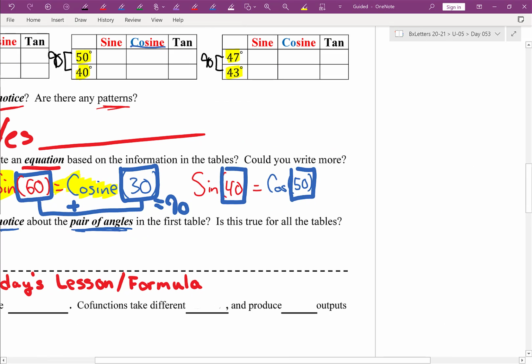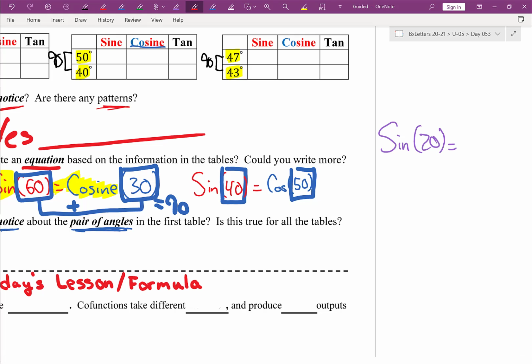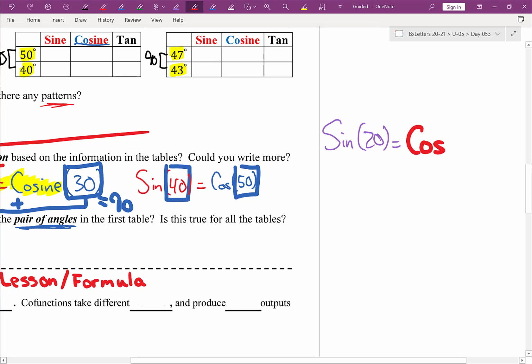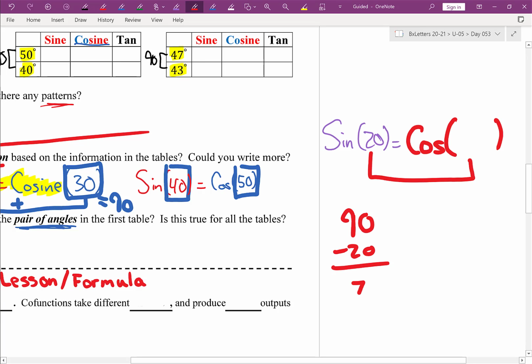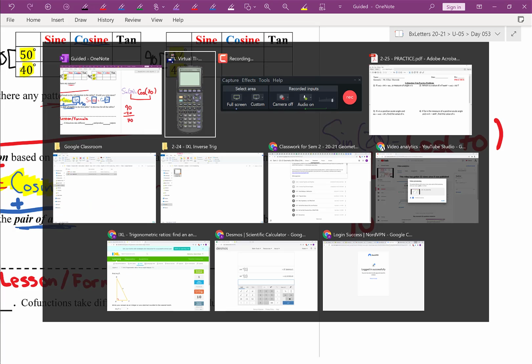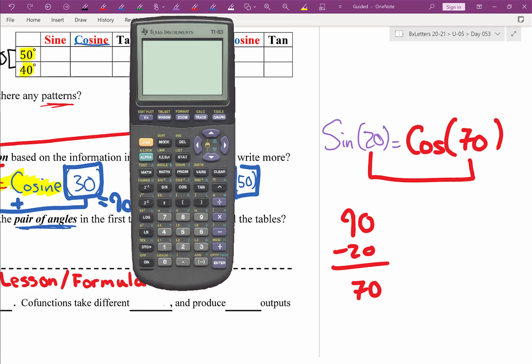So here's another example you could do. If I said the sine of 20, I know that has to be equal to the complementary function, cosine, of the complement of 20. So the complement of 20, 90 take away 20, is 70. That's how I know those values are going to be the same. And I'll even show you real quick. The sine of 20 will be the same as the cosine of the complement.